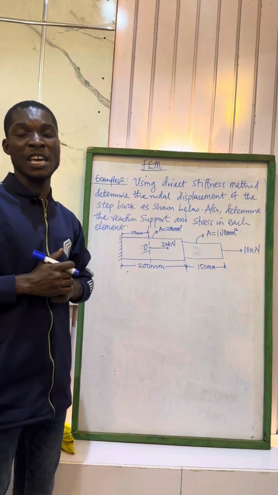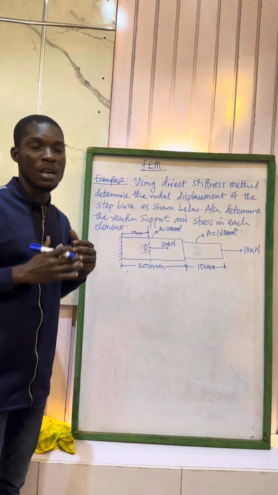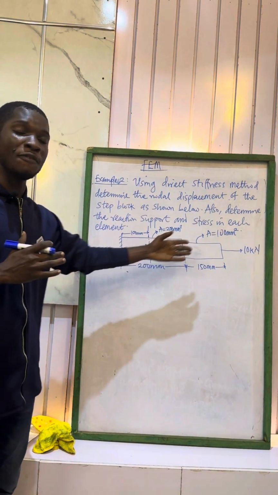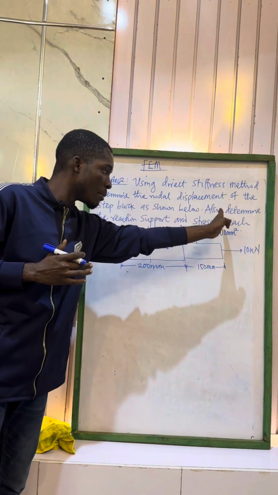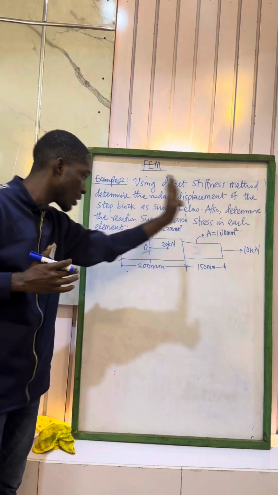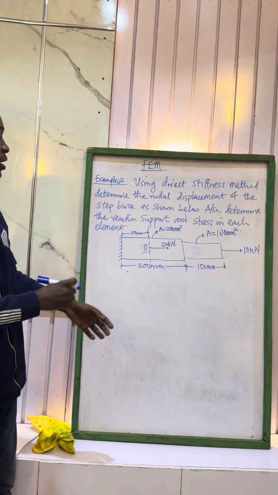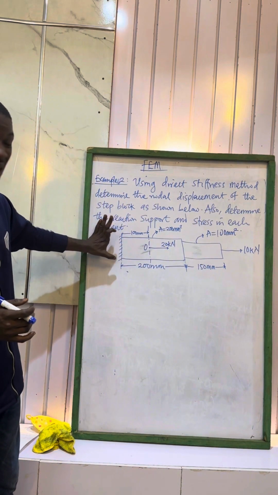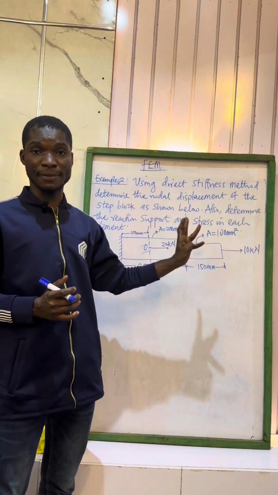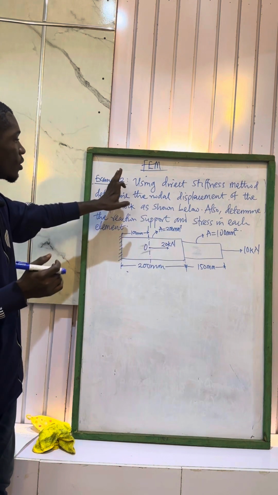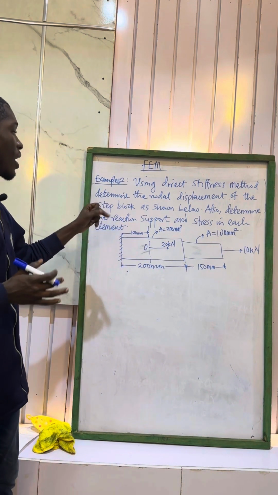We are still on FEM, which is finite element method. Last class, we talked about a body with a force applied at this point. It is static here, that is, it is blocked at this point and also at this point, so we have fixed points at these two ends. In this question now, the fixed point is at this end only, so this part is free, and this is a cantilever. Using the direct stiffness method, determine the nodal displacement of the step block as shown below.